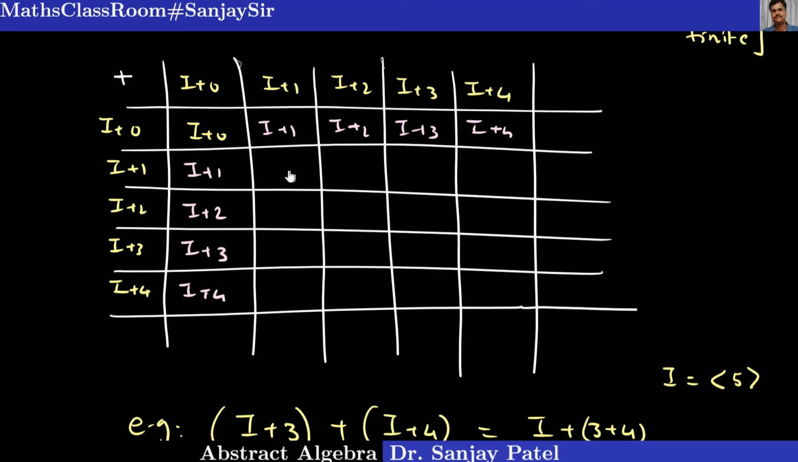Now I plus 1 plus I plus 1 is I plus 2 as it is. I plus 1 plus 2 is 3. I plus 1 plus 3 is 4. I plus 1 plus 4 is 5. Okay, and I plus 5 is the same as 0, so it is I plus 0. Remember that you have to be within the set R mod I for the result of the addition. I plus 2 plus I plus 1 here is I plus 3, 2 plus 1 is 3, then 2 plus 2 is 4, then 2 plus 3 is 5, but 5 is equal to 0.